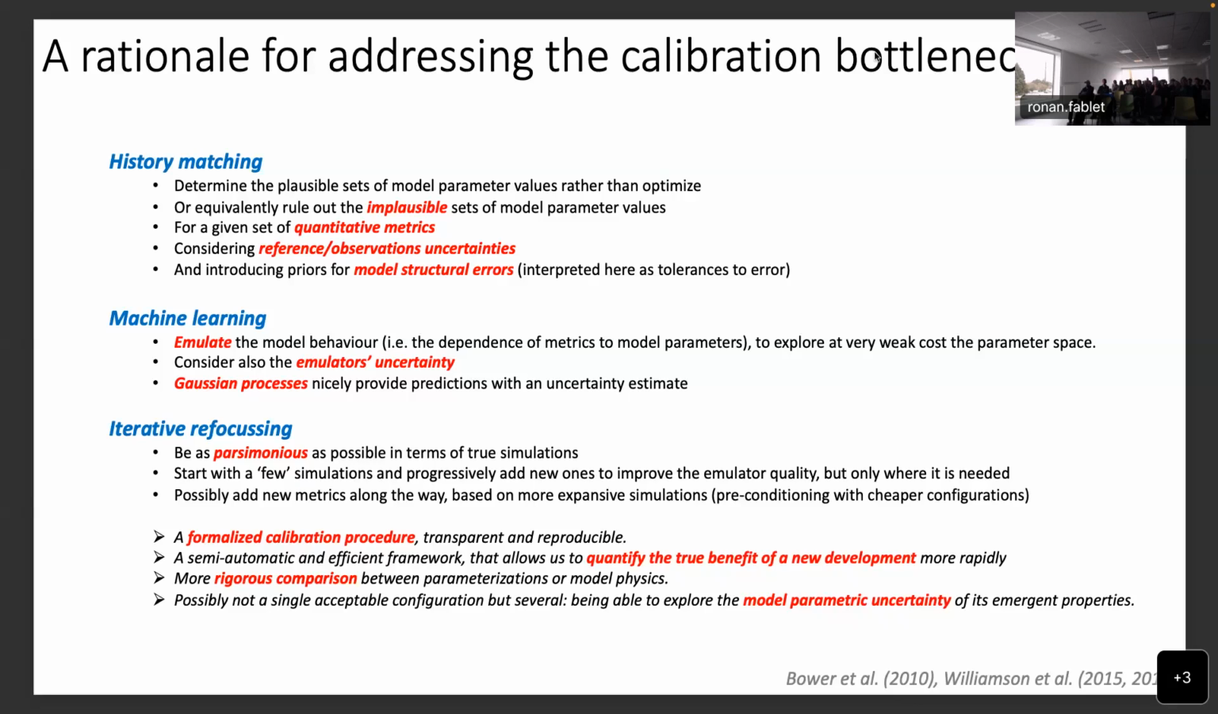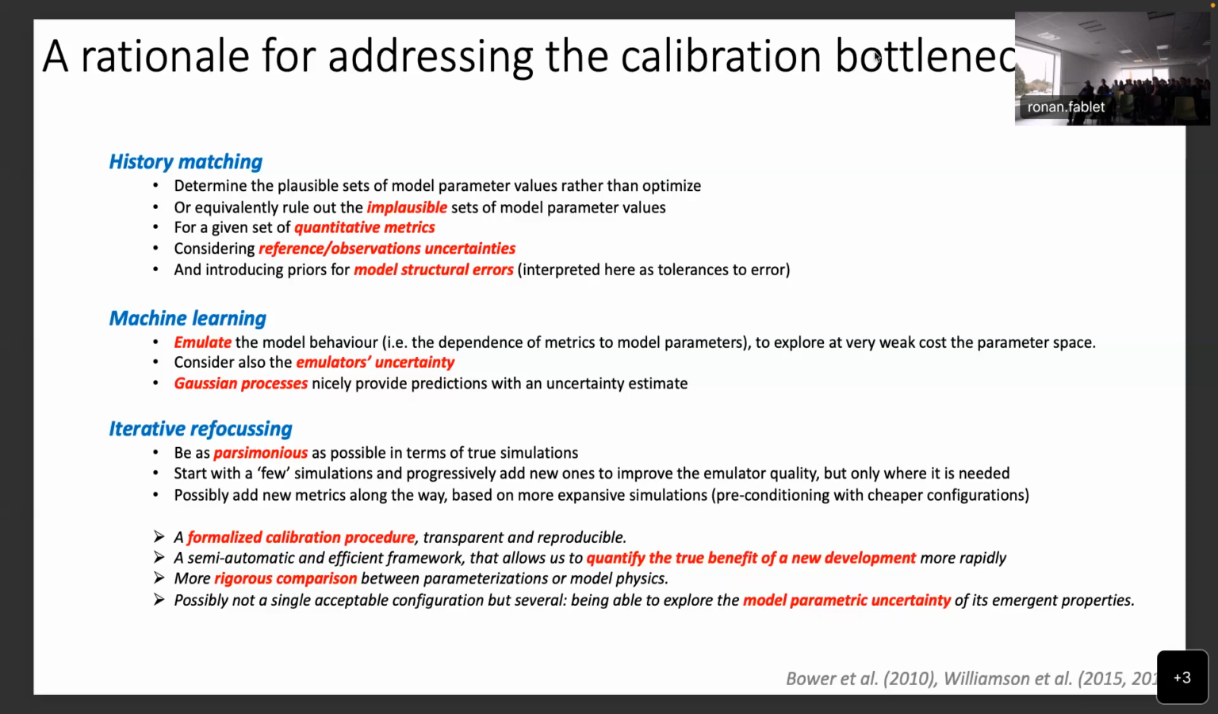And in this iterative refocusing process, along the way, we can add a new matrix or new configuration of the model, or a more expensive simulation, because we can precondition the parameter space to explore with a cheaper configuration.